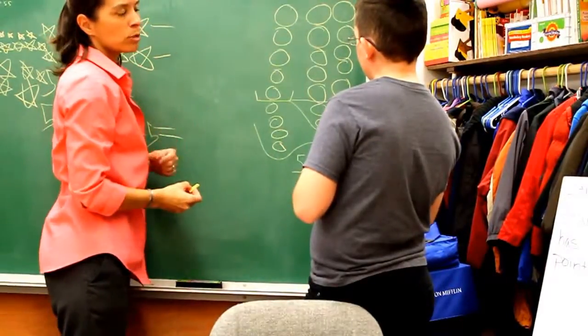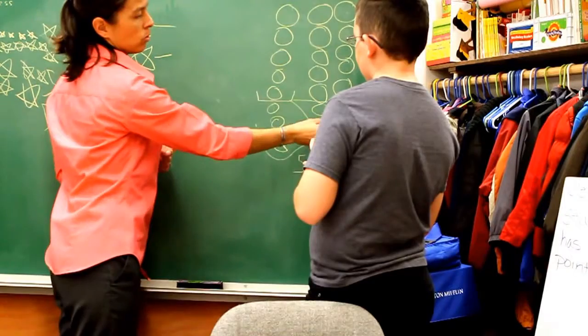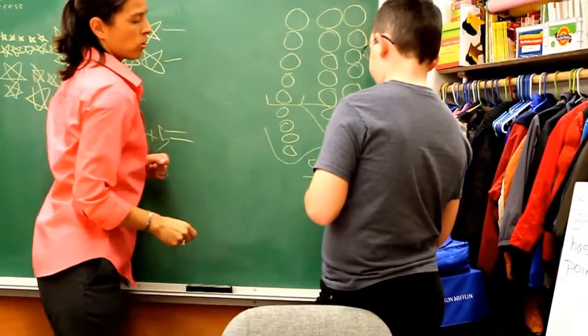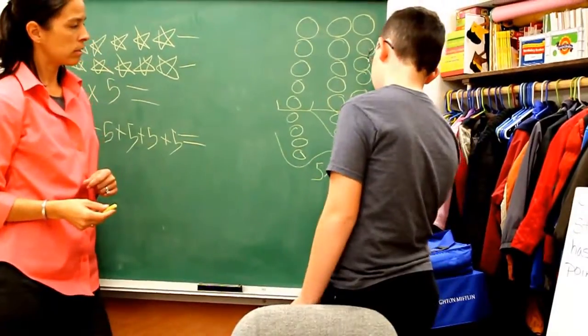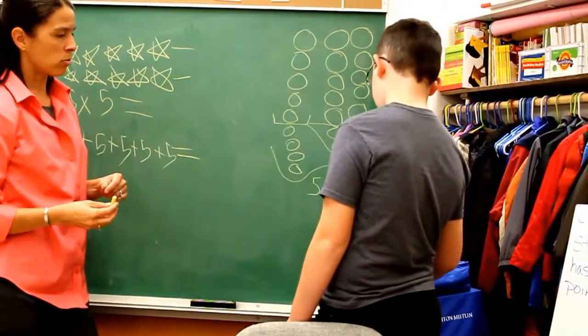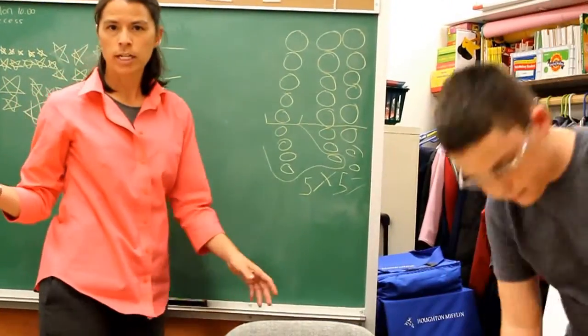So how many groups of 5 do you have, Robert? 1, 2, 3, 4, 5. 5 groups of 5. So you're going to go 5 times 5. Awesome. All right. You can go sit down, Robert. I'm going to have Tyson come up here real fast and finish doing his.